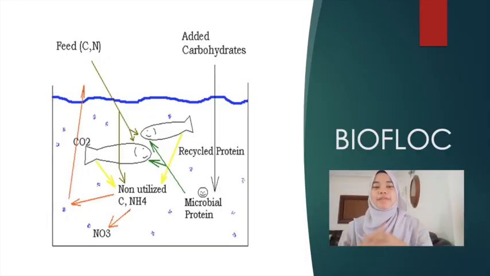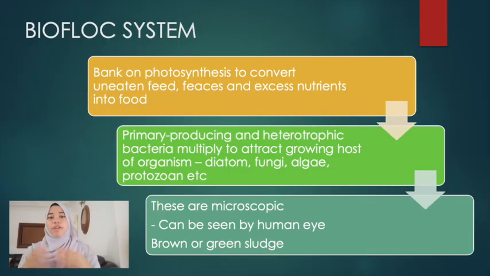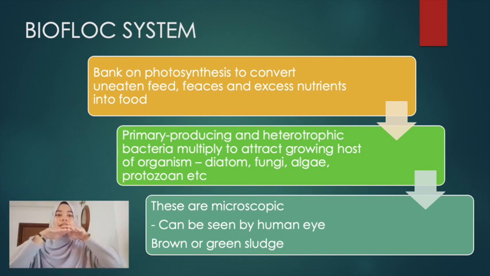Hello doctor, my name is Azza and I'm presenting my part, which is what is Biofloc for our presentation. So Biofloc system is a system that relies on photosynthesis to convert uneaten feed, feces and excess nutrients into food for the fishes. So it's a primary producing system, and heterotrophic bacteria multiply to attract growing hosts of organisms such as diatom, fungi, algae, and protozoa. And this is microscopic, which can still be seen by a human if it's on the surface area of water, and the color is brown or a green sludge.